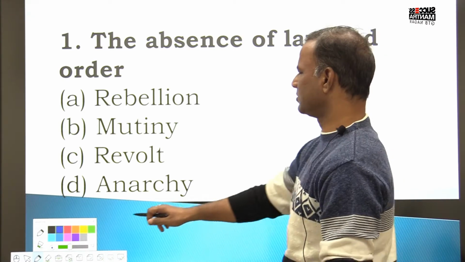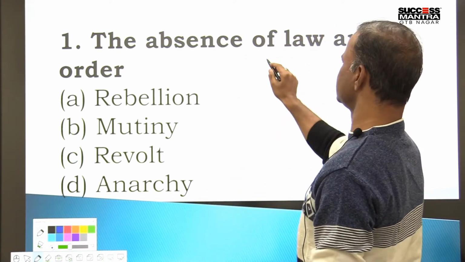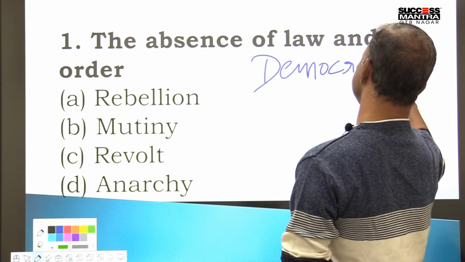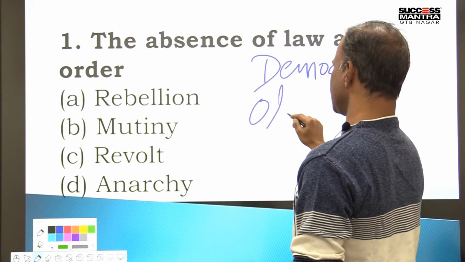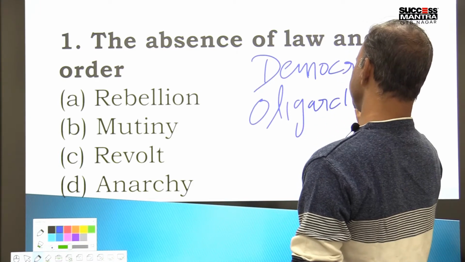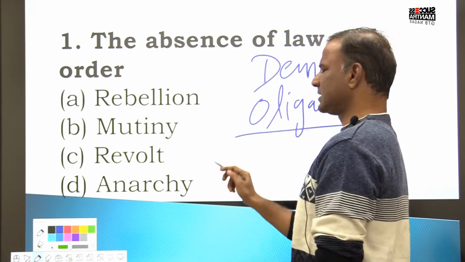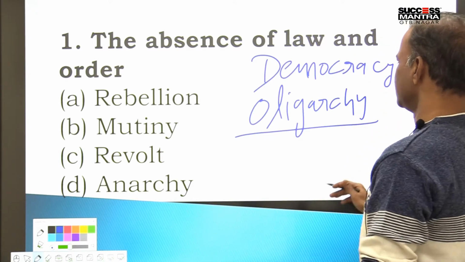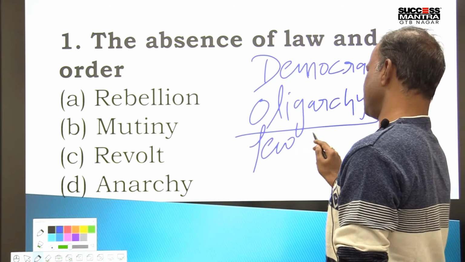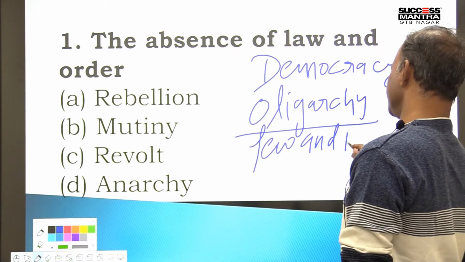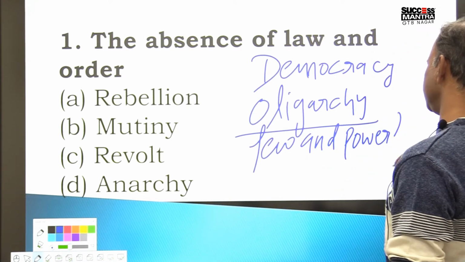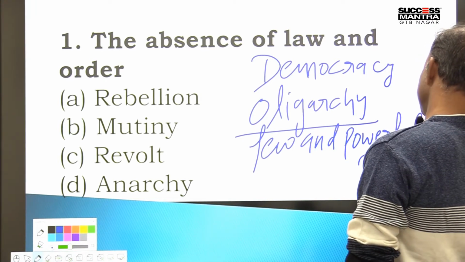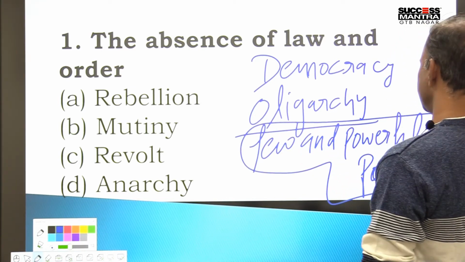One is democracy, where the person is elected by the people. There is oligarchy, where there are few and powerful people. Oligarchy is the class where few and powerful people are there, and this is very important, guys. Oligarchy: few and powerful people ruling the country. So that is called oligarchy.